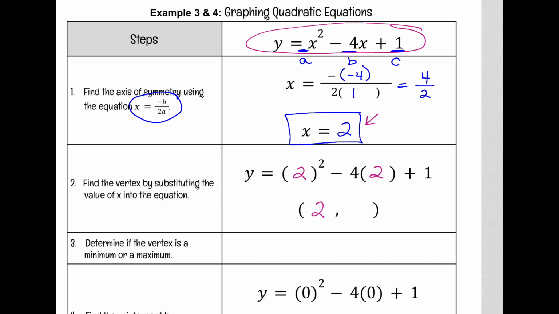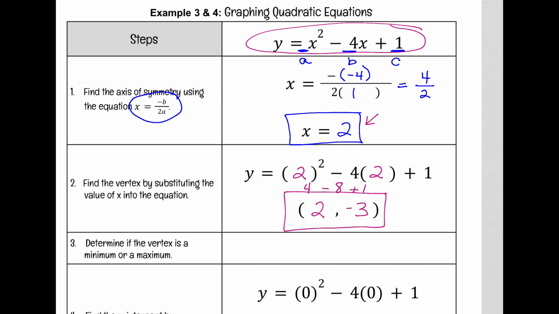Okay, and then we have to figure out what y is. So 2 squared would be 4. Negative 4 times 2 would be negative 8, and then we still have that plus 1. So 4 minus 8 would be negative 4, plus 1 would make that negative 3. So our vertex is at 2, negative 3.